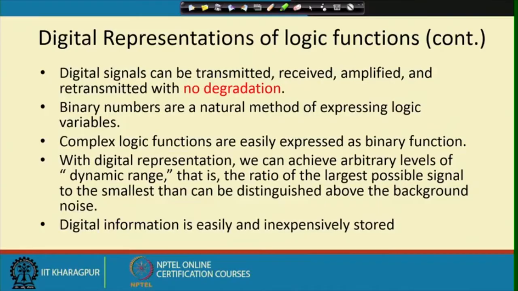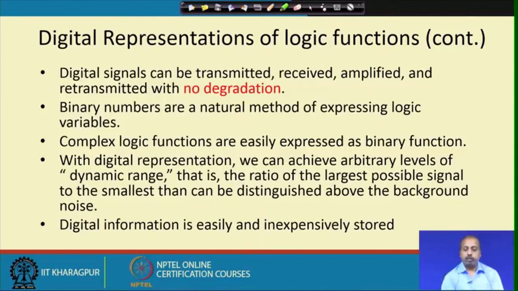So, we can achieve arbitrary levels of dynamic range, that is the ratio of the largest possible signal to the smallest one that can be distinguished above the background noise. Whenever you are transmitting a signal, there is always some amount of noise that will get added into the system.